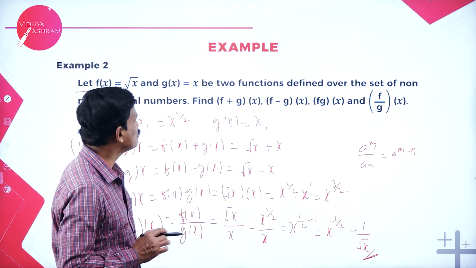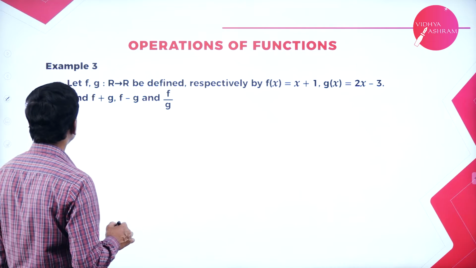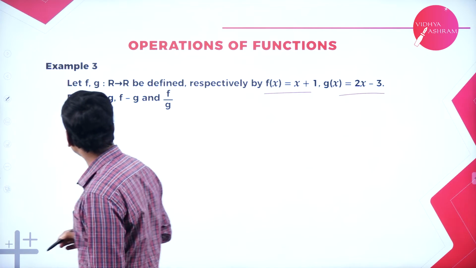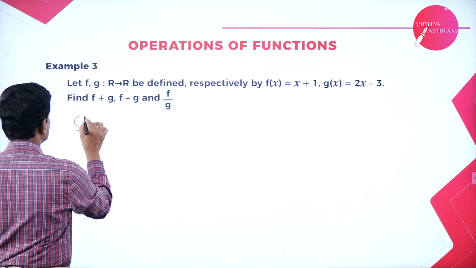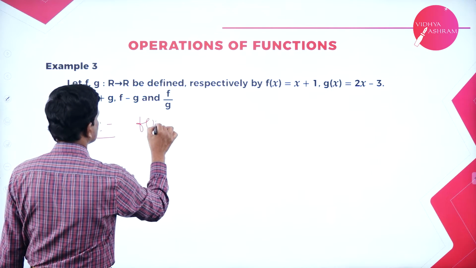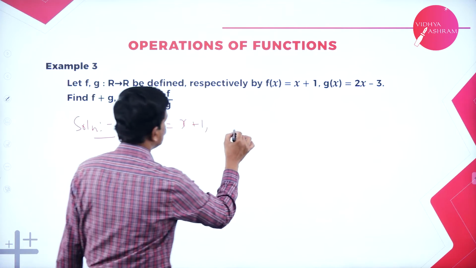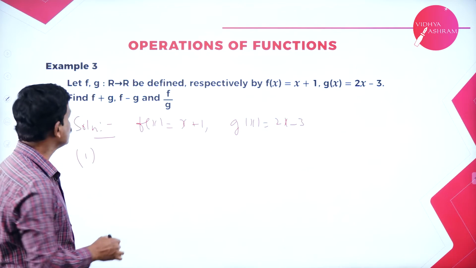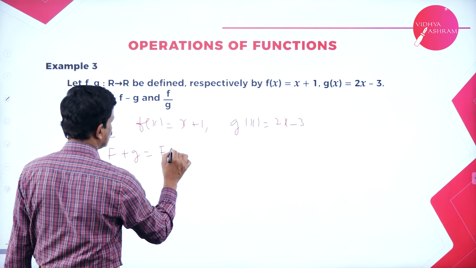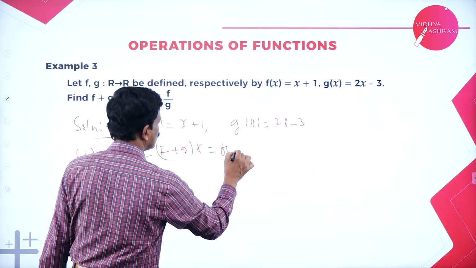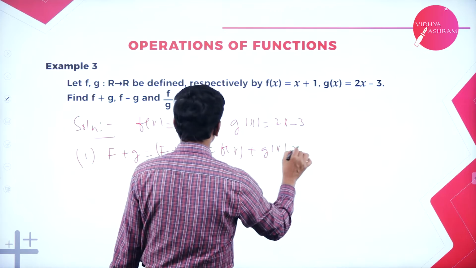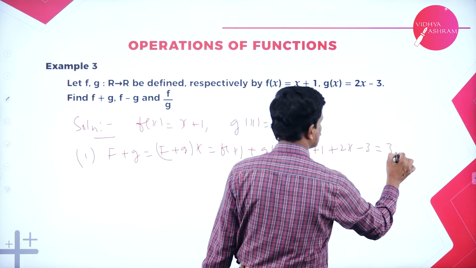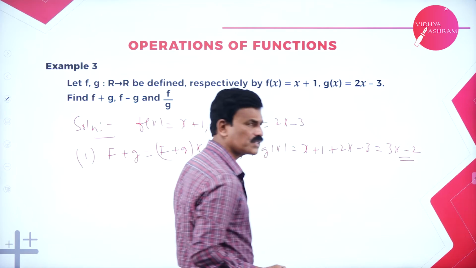Now let us come to the next problem. Let f and g from R to R be defined by the respective functions f of x is equal to x plus 1, g of x is equal to 2x minus 3. Find f plus g, f minus g and f by g. The solution. What is given? f of x is equal to x plus 1 and g of x is equal to 2x minus 3. Now what is to find? First find f plus g, that is nothing but f plus g of x, that is f of x plus g of x. What is f of x? x plus 1 plus g of x, which is 2x minus 3. Simplify: x plus 2x is 3x, 1 minus 3 is minus 2. 3x minus 2 is the first answer.